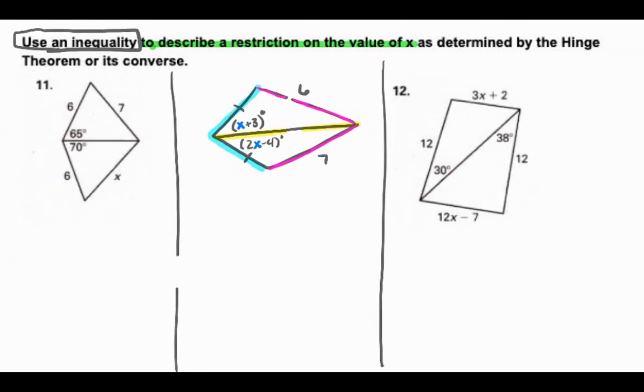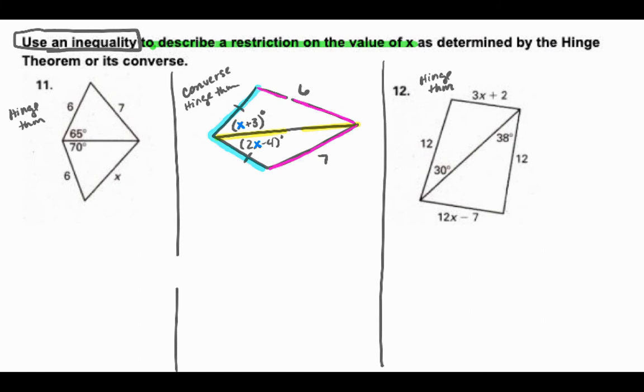In the last set of examples, we're supposed to use an inequality to describe the restrictions on the value of x using the hinge theorem or its converse. So if they tell you the angle measures, it's the hinge theorem. If our variable is in the angle measures, we use the converse of the hinge theorem. So if we have the angle measures and the variable is on the side, it's the hinge theorem. And if we have numbers for our sides and variables for our angles, it's the converse of the hinge theorem.